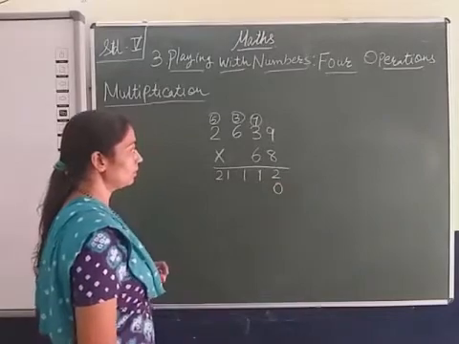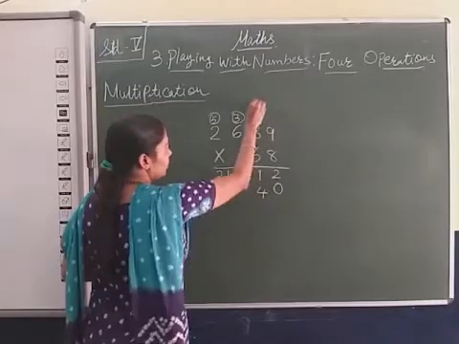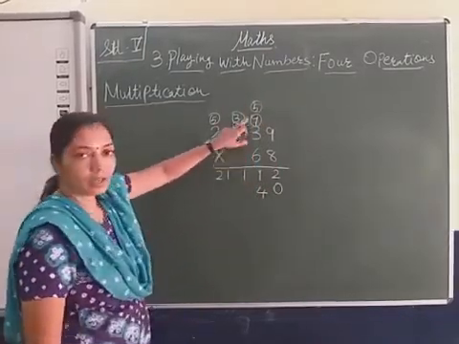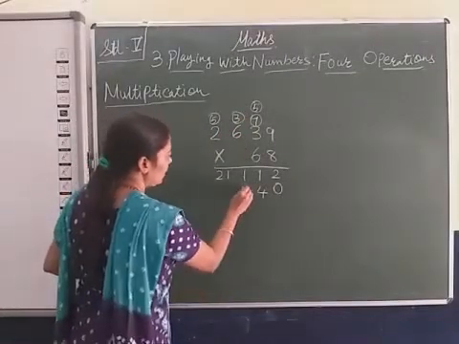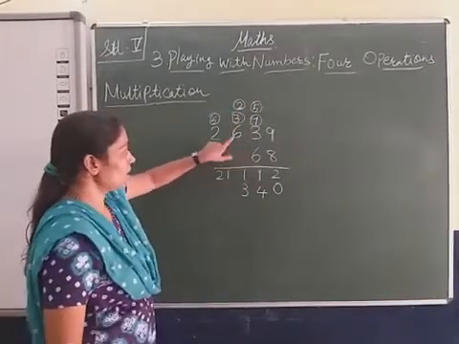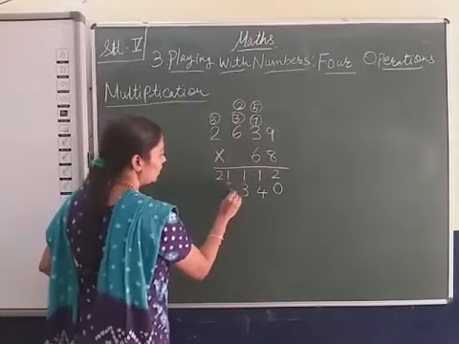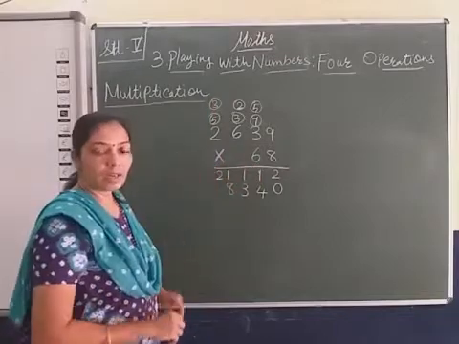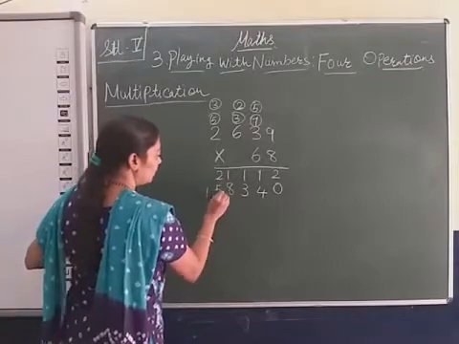6 9s are 54. 4 is written, so 5 is carried forward. Now 6 3s are 18. 18 plus 5 is 23. 3 is written here. 2 will be carried forward. 6 6s are 36. 36 plus 2 is 38. 8 is written here. 3 is carried forward. 6 2s are 12, 12 plus 3, 15.